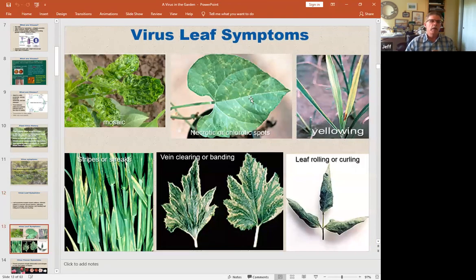So you find a mosaic on this plant. See the dark green, the light yellow, and kind of a scattered pattern over the leaf. Necrotic or chlorotic spots. See the little yellow spots on this bean leaf. General yellowing in the leaf. Stripes or streaks. Vein clearing. In other words, the vein no longer has color. It just looks translucent. And leaf rolling or curling.